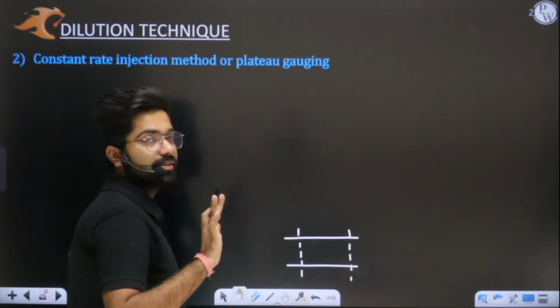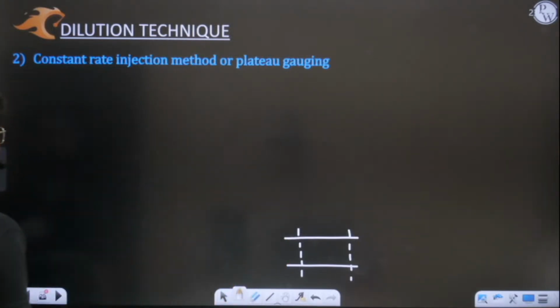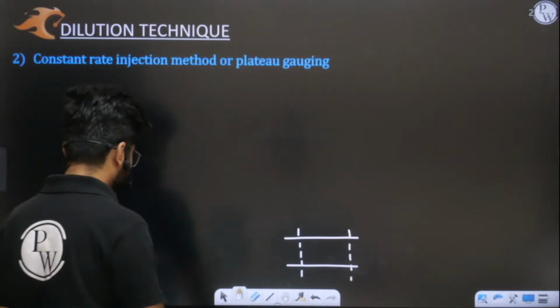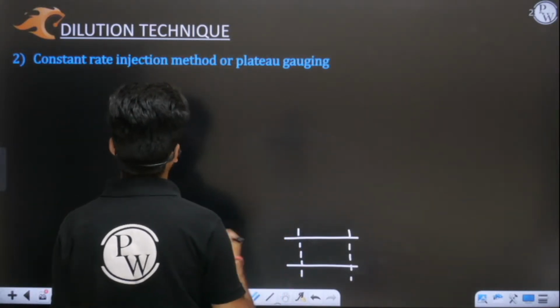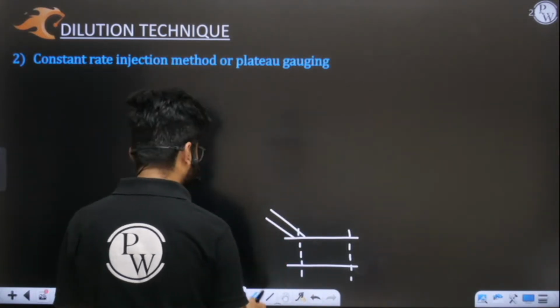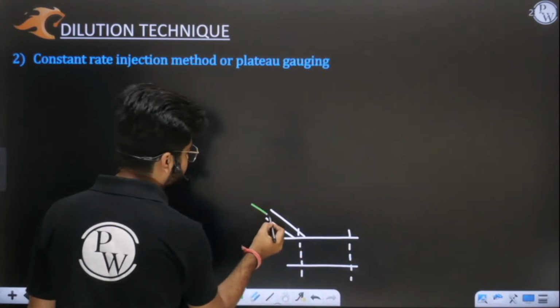Is this last method clear? Gulp method is clear to you? Now we will use your second method. Second method is constant rate injection method or plateau gauging method. So what happens in this method? We will inject a tracer.